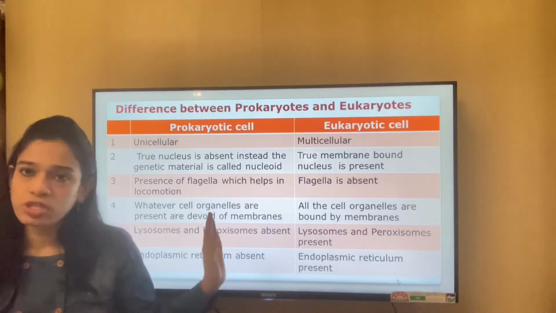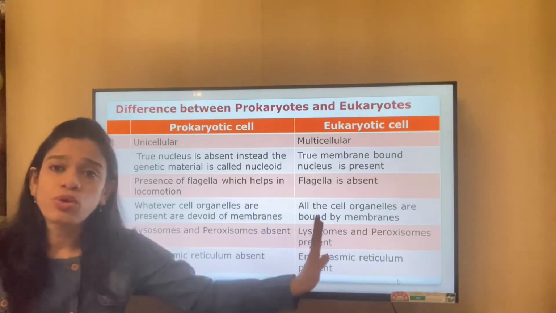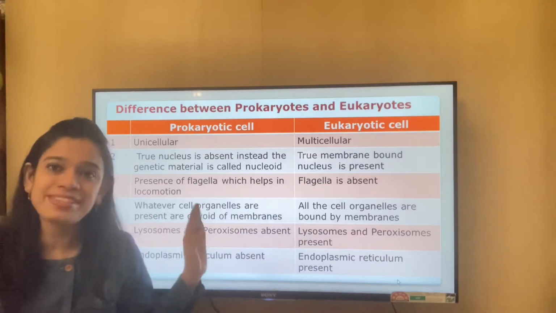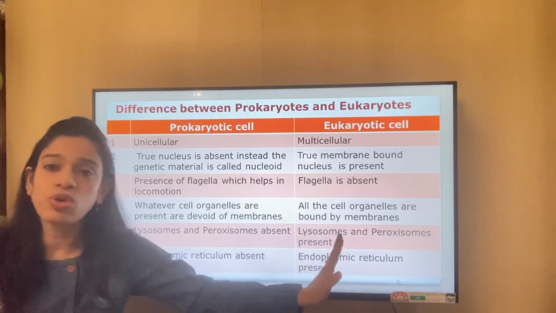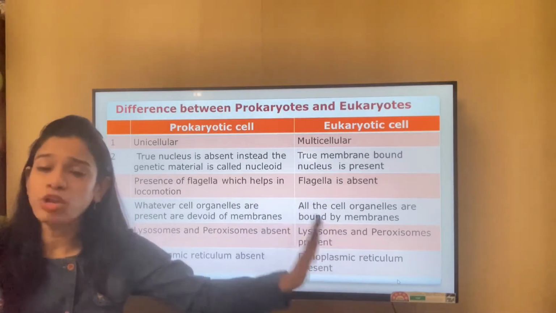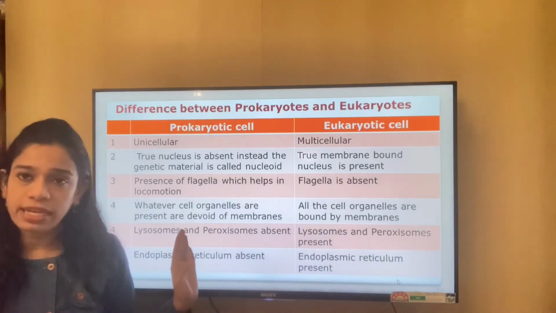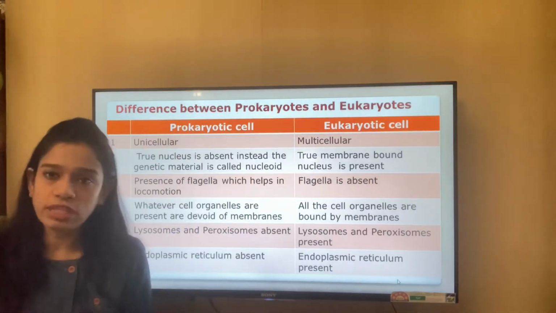Lysosomes and peroxisomes are present. Here lysosomes, peroxisomes, mitochondria. Lysosomes and peroxisomes are absent. Here not even lysosomes, peroxisomes, your mitochondria, your ribosomes, your endoplasmic reticulum, everything is present, which is totally absent in the prokaryotes. And mostly they are devoid of all these organelles.